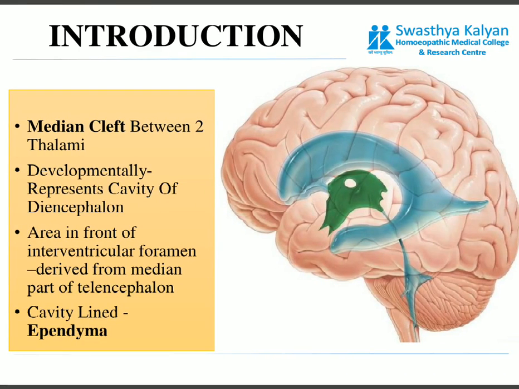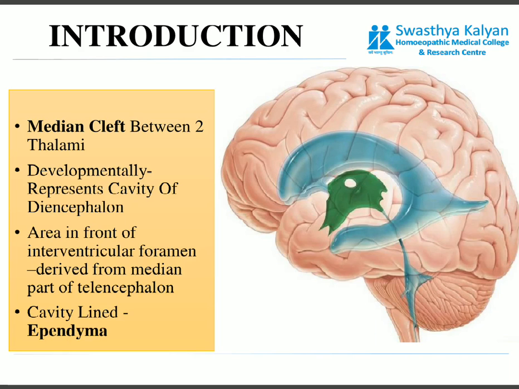So, the third ventricle is a cleft in between the two thalami. It is located in the midline, so it is a median cleft. It is the cavity of the diencephalon. Diencephalon is the division of the forebrain. It is located in between the telencephalon and the midbrain.